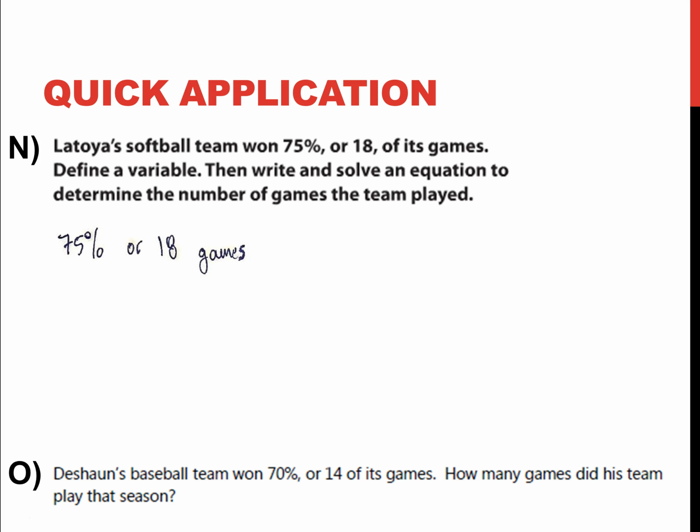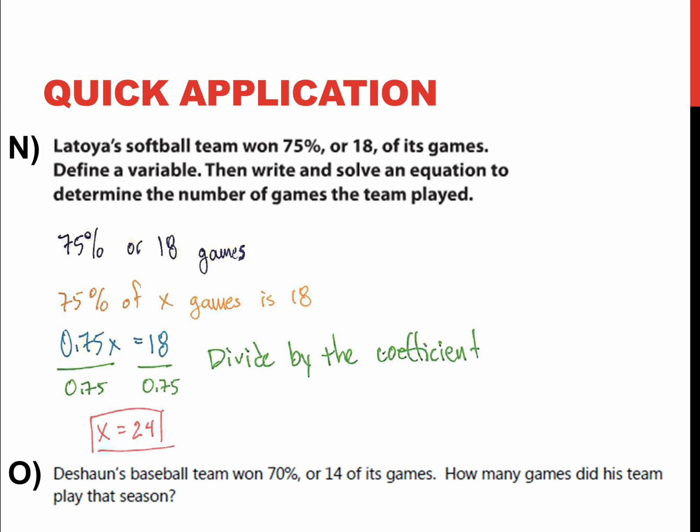So let's think about this. 75% of 18 games, or 75% was 18. So I don't know the total, but I know that 75% of some number, or 75% of X games, is 18. And I know that the word of is multiplication. We don't know how many games, so I'm going to use the variable X. Is equals, and 18 is the part, or 75%. So 0.75 times X is equal to 18. Awesome. This is just like my last example. I'm going to divide by the coefficient of X, and that gets me 24 total games.